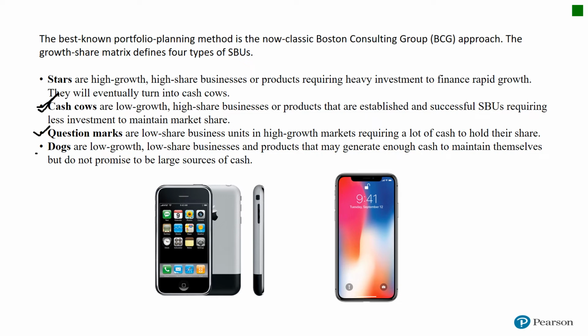Next is dogs. Dogs are low growth, low share businesses and products that may generate enough cash to maintain themselves but do not promise to be large sources of cash. So definitely the best example is iPhone X, when Apple finally decided to discontinue the product.